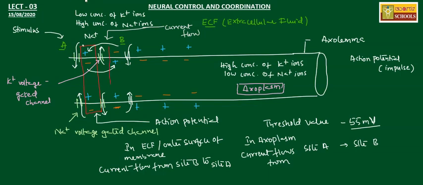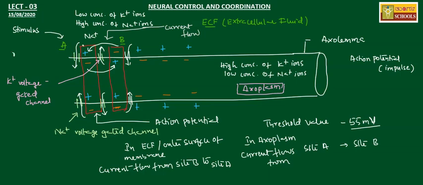Now the action potential which was present at site A moves to site B, and the point at A which was depolarized will get repolarized. So now at this point there will be no action potential present. The action potential moved to site B, and at site A it comes back to the normal state.